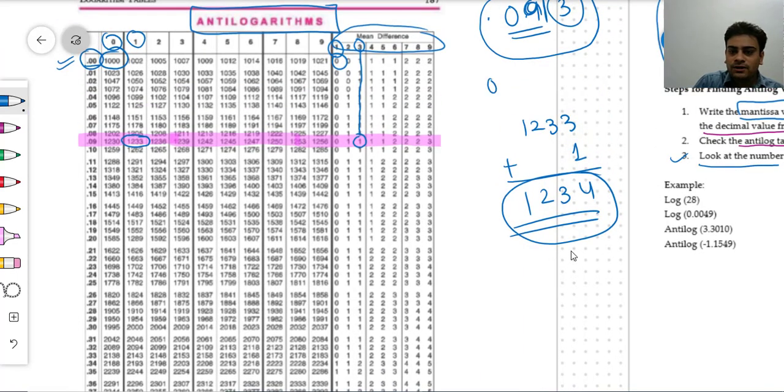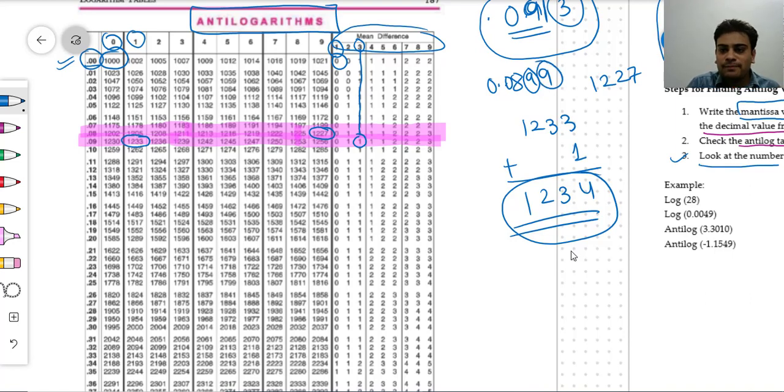0.0899. Let me write it here first. So as you can see here, your first two digits are 08. So you will highlight this particular row corresponding to 08. Clear? Now the third digit is 9. So for 9, you will determine the value for this. This is basically your corresponding value. So it is 1227. Clear?